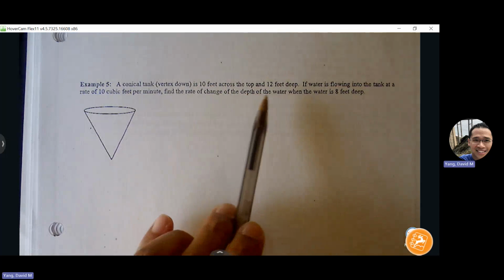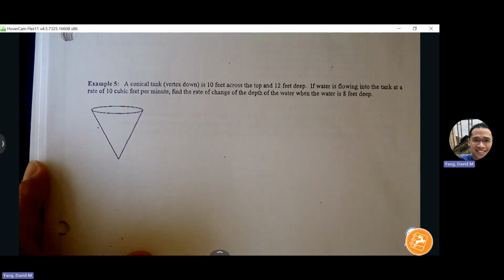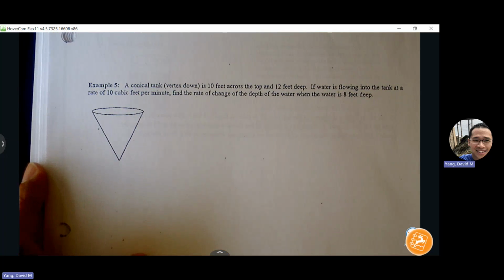So example 5, we have a cone tank, vertex down. That just means the sharp point is going down here. 10 feet across and 12 feet deep. If water is flowing into the tank at a rate of 10 cubic feet per minute, find the rate of change of the depth of water when the water is 8 feet deep.